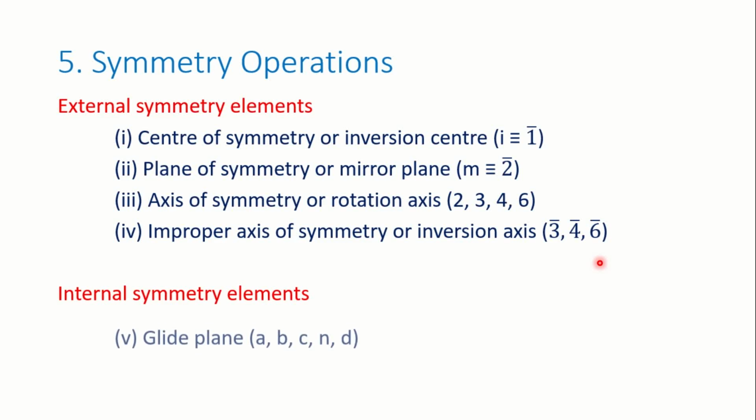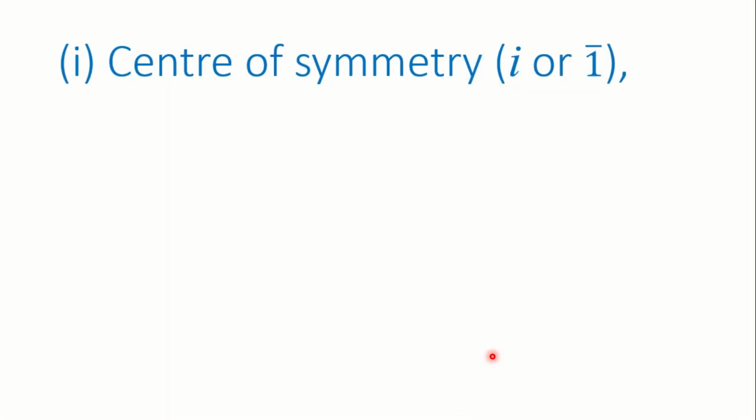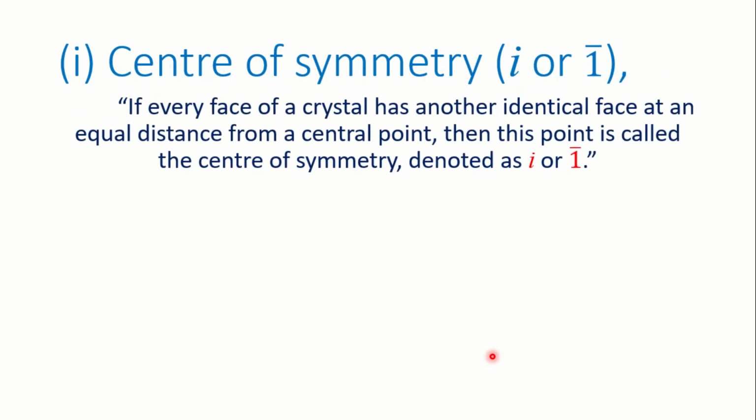Now among the internal symmetries, one is glide plane, another is screw axis. Now let's start from the external symmetries. First, center of symmetry, which is small letter i or 1 bar. If every face of a crystal has another identical face at an equal distance from a central point, then this point is called the center of symmetry, denoted as small letter i or 1 bar.